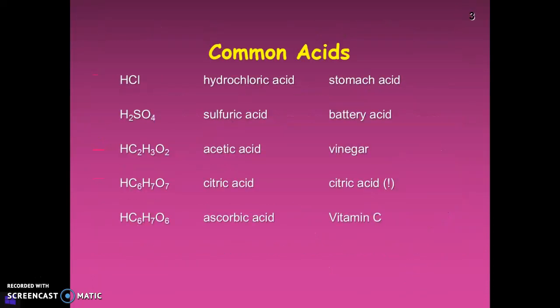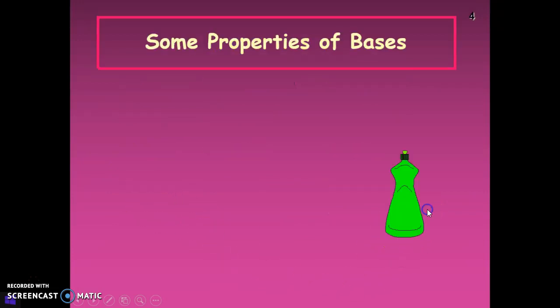So some common acids that you have worked with or have seen probably. HCl, hydrochloric acid, is what you find in your stomach. Sulfuric acid is what is in car batteries. Acetic acid, hydrogen acetate, is what you have in vinegar. Citric acid, this formula, is what you find in citrus fruit. And ascorbic acid is what vitamin C is made out of.